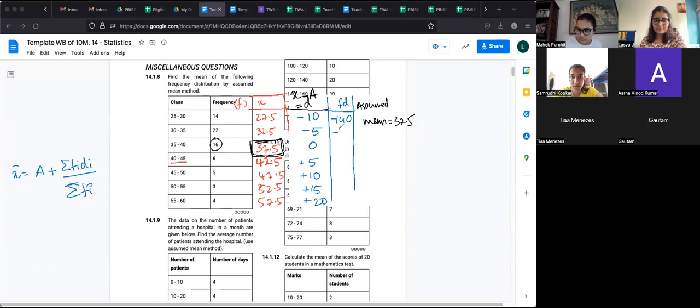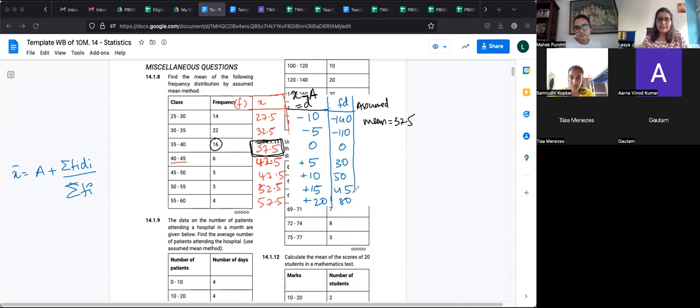Minus 110. Next one, 0. After that, 30. Next, 50. Next, 45. And finally, 80. So it was done quickly, right? Imagine if you had to multiply the original numbers. That is the reason the assumed mean method exists, to make the calculations easier.